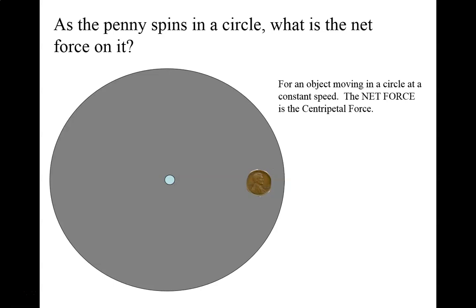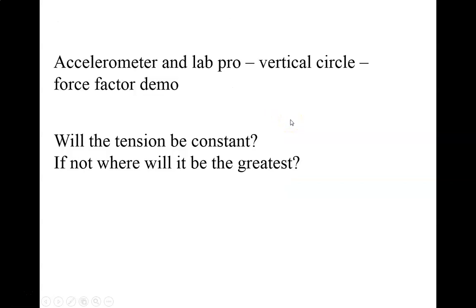For a penny that's spinning around on a circle, the net force is the centripetal force. That's something that's probably worth making a note of. This is called uniform circular motion, UCM. When an object is in uniform circular motion, which basically just means traveling around at a constant speed, the net force is the centripetal force. The force that's left over is the centripetal force.